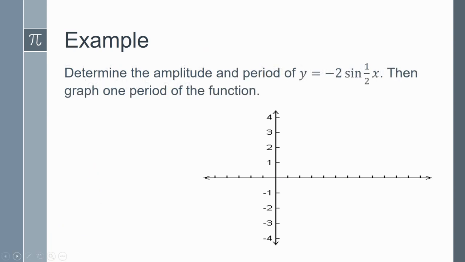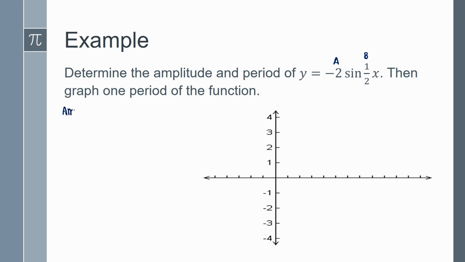Okay, let's take a look at another one. Once again, we're going to determine the amplitude and the period, and then we'll graph one full period. So my a value is always the number that's in front of the sine or whatever trig function, and then the b value is going to be connected to the x. Okay, so there's a and b.